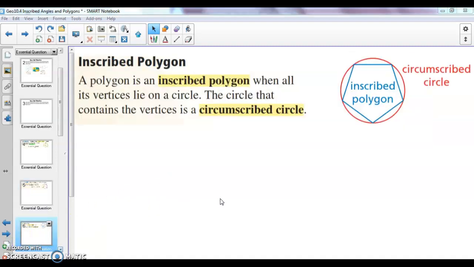In this slide, we are going to define inscribed polygon. A polygon is an inscribed polygon when all its vertices lie on a circle. So let's say, for example, in this figure, the blue pentagon has all its 5 vertices on the circle. So that means it is an inscribed pentagon. The circle that contains the vertices is called a circumscribed circle. So the red circle, which contains all the vertices of the pentagon, is a circumscribed circle.